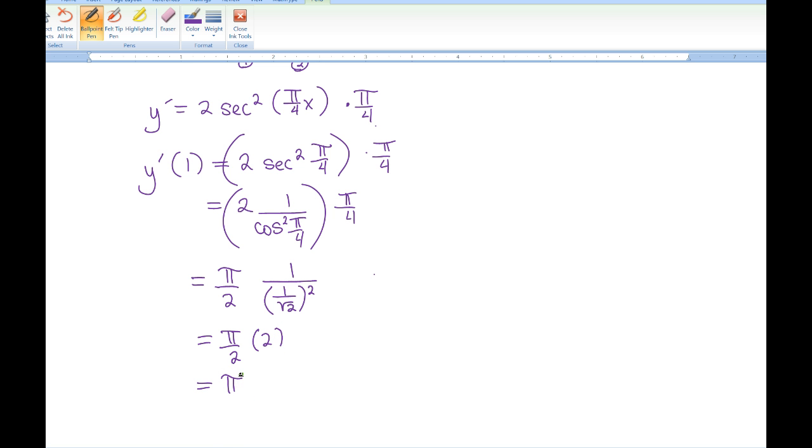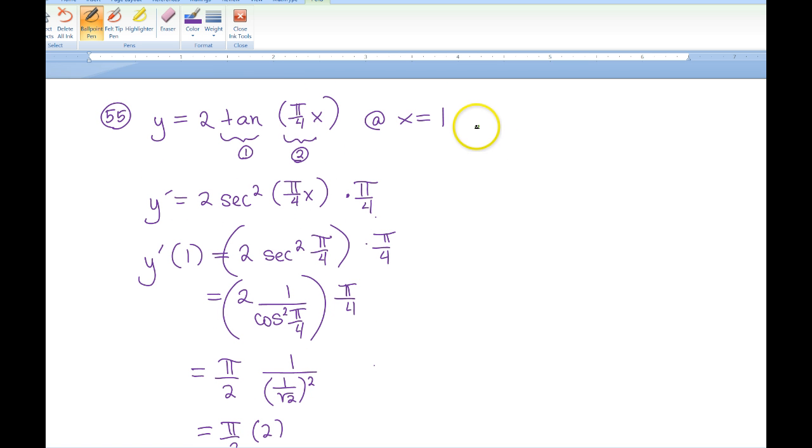Now, what are the coordinates for the point? We have x, so y would be 2 tangent of pi over 4, and tangent of pi over 4 is 1. To find the coordinates, you have to go back to the original equation to find the y value. The derivative just tells us the slope. But what do we need to write the equation of a line? We need a point and a slope. So if we have the x value, you have to go back to the original to find the y. The point is (1, 2). The slope is pi.